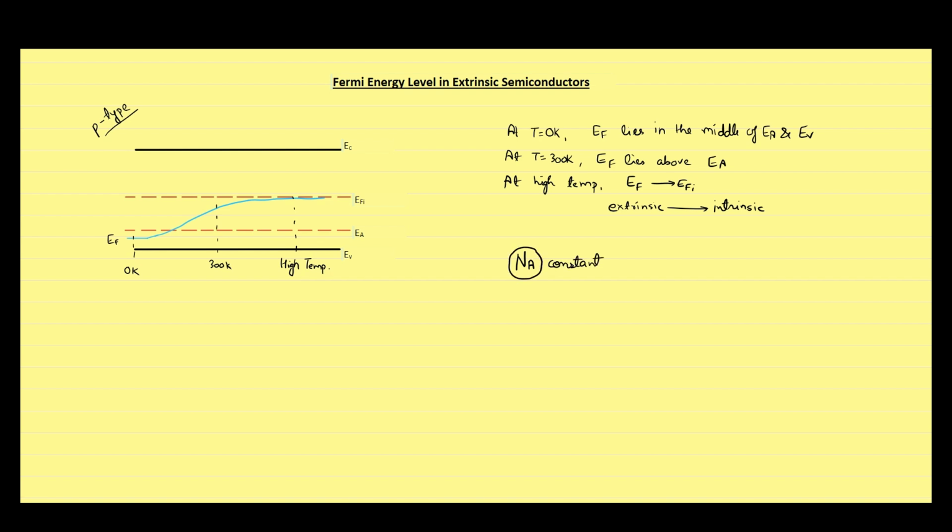It should be clear to you by now that the Fermi energy level of extrinsic semiconductor depends not only on temperature but doping concentration as well. Only for simplicity, we have assumed the doping concentration to be constant so that we can analyze the change in Fermi energy level with respect to temperature.